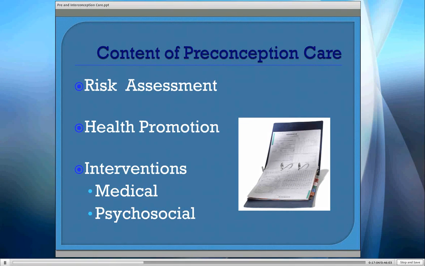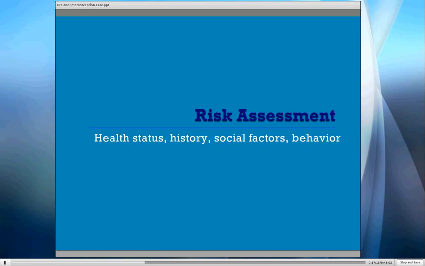The key components of preconception care are risk assessment, health promotion, and interventions to reduce identified risks. Reproductive risk assessment covers many sensitive topics. Normalizing the assessment and careful phrasing of questions facilitate the process. The presence of written materials such as posters and brochures about issues like domestic violence can help reassure patients that discussion of these topics is a routine part of care.